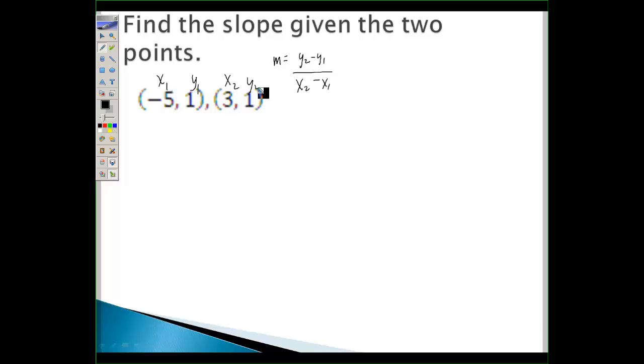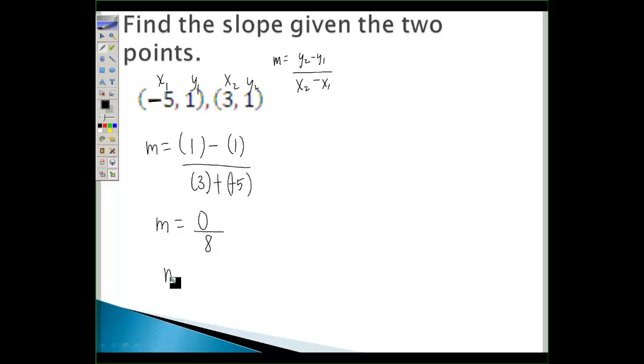Now, I'm going to be very careful to plug my numbers in with parentheses this time because this negative could cause some problems if I don't. So here we go. We're going to say m equals y2, 1 minus y1, 1 over x2, 3 minus x1, -5. I'm going to do a little simplifying here. M equals 0 over 3 minus -5, which is 8. But as soon as I get that 0 in the numerator, I know 0 divided by anything is 0. So I know my slope is 0. This would be a 0 slope.